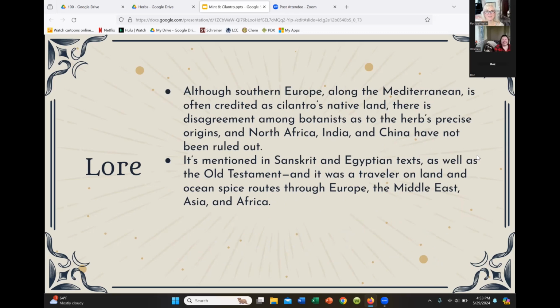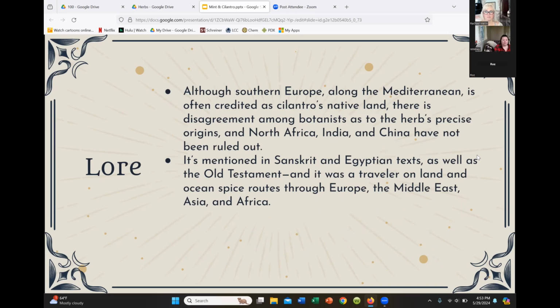I need it. Okay, so we don't know where it comes from originally. Nobody has really been able to rule this out. There are some theories. Most of the theories point to the Mediterranean. Some other people claim North Africa, India, and China, but most theorists believe that it's somewhere in the Mediterranean.